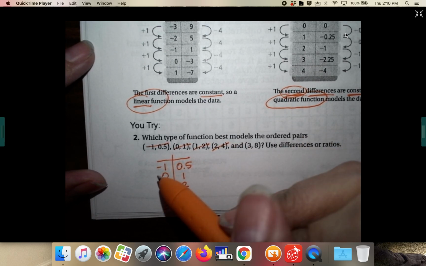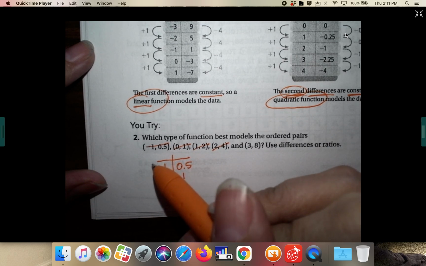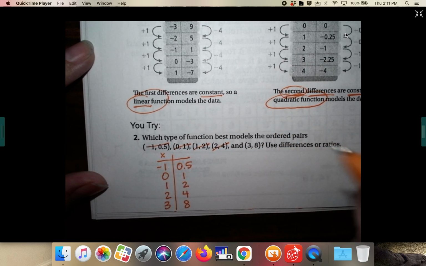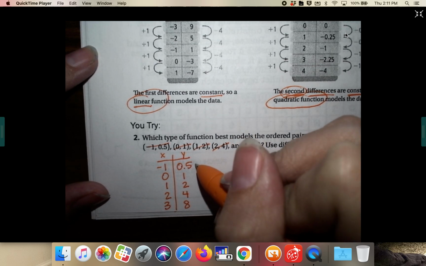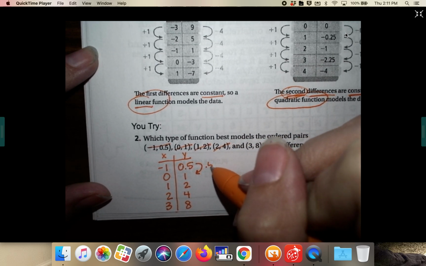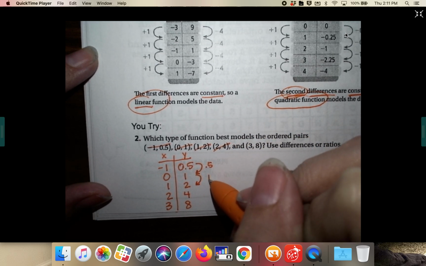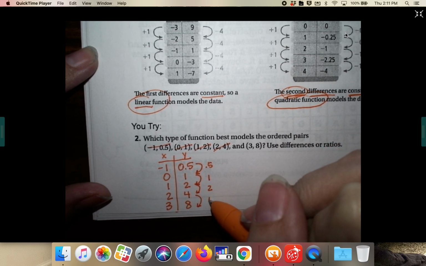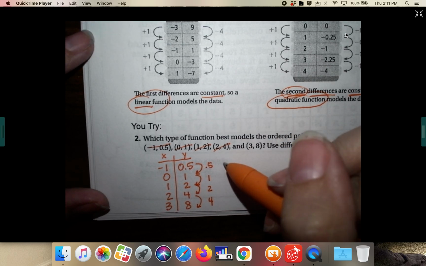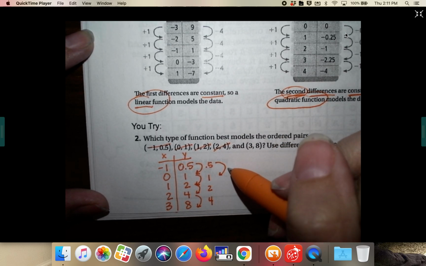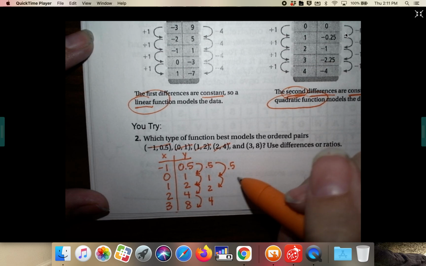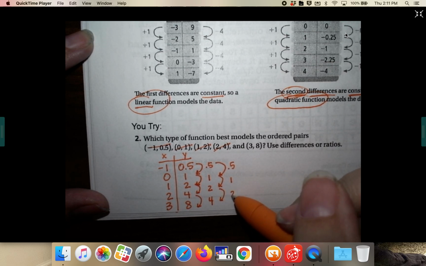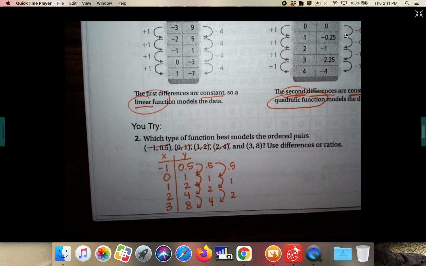So what I'm noticing is, of course, these are just going up by ones, so I'm not actually even looking at the x's. I'm really looking at the y's. This one goes up 0.5, and then it jumps up 1 whole, and then it jumps up 2 whole, and then it jumps up 4 whole. So what's happening if I go another layer out, it's jumping up 0.5, 1, 2. It is doubling each time. My first tier is not constant, nor is my second tier.